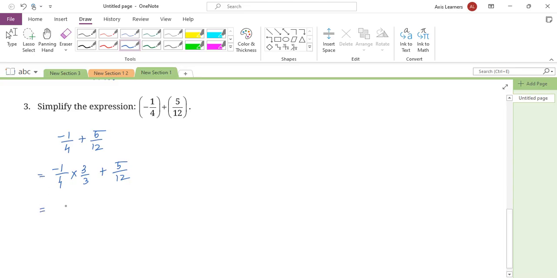So what will come? Minus 3 by 12 plus 5 by 12. Minus 3 plus 5 is 2. 2 by 12. We can do cancellation here. 1 2 is 2. 6 2s are 12. So what will be the final answer? 1 by 6 is the final answer. Okay, so we completed this also.